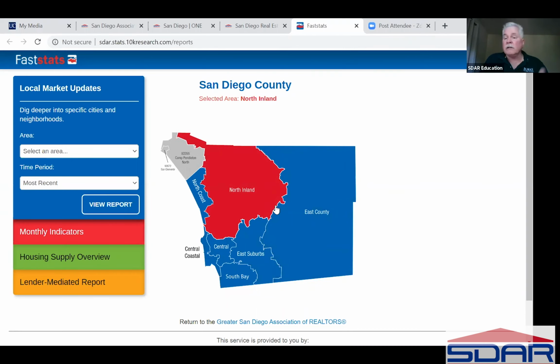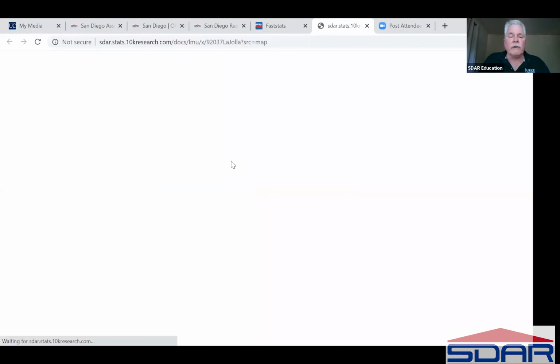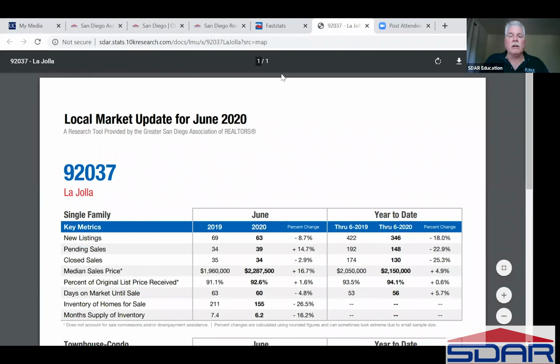Now let's go ahead and click on one. I'm going to click on Central Coastal, and it's going to pop up a map. It's going to drill me down even deeper and ask which area I want. Let's do La Jolla. I'm going to click on La Jolla, and boom, here's all the information already ready for you. I'm going to make the image a little larger.